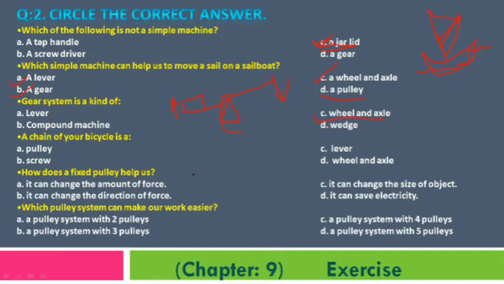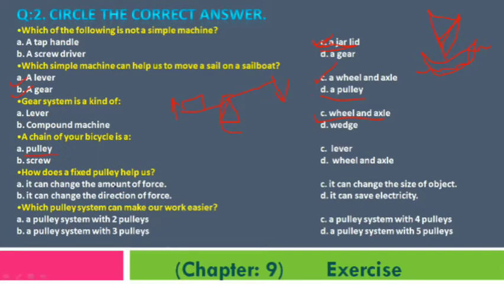Okay. Next one, a chain of your bicycle. We have studied it in the system of bicycle. A pulley, yes, because when we rotate the pedal, both the larger and smaller gears are connected with a chain. The chain pulls the rear wheel or back wheel. That's why it acts as a pulley. Screw, no. Lever, no. And wheel and axle, no. So its answer is pulley.